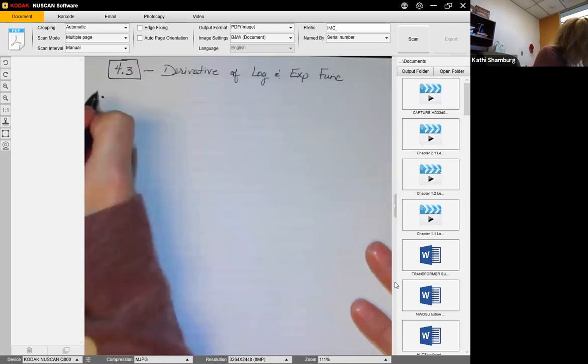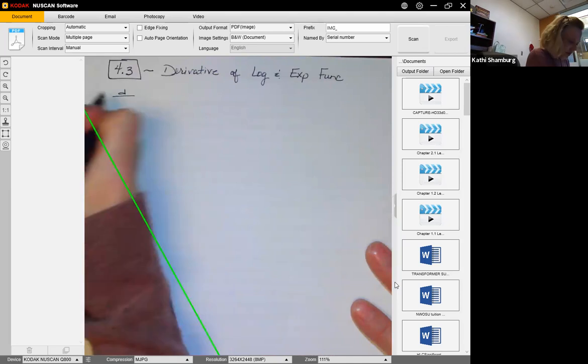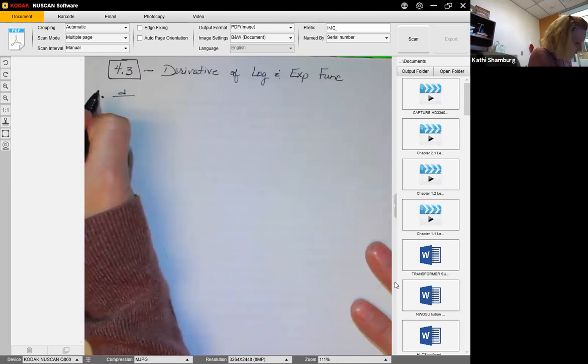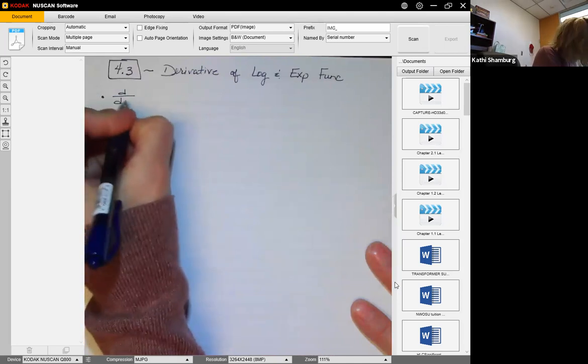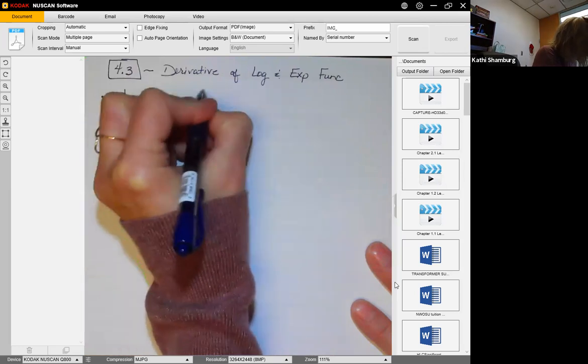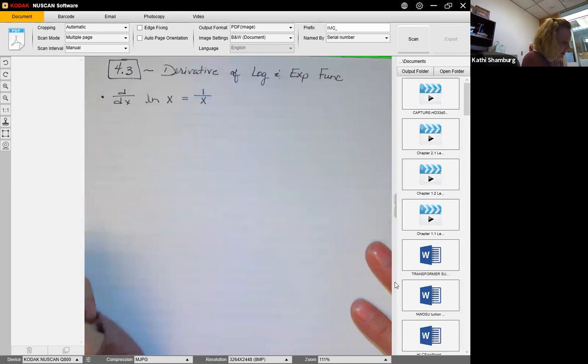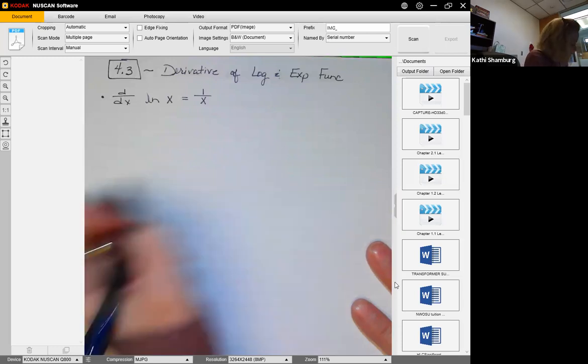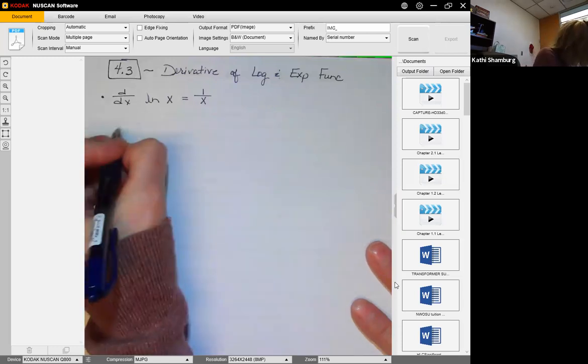So the derivative of the natural log of x is equal to 1 over x. And so you need to make sure that you get that memorized, okay? Just 1 over x. So let me give you an example of where this comes into play.